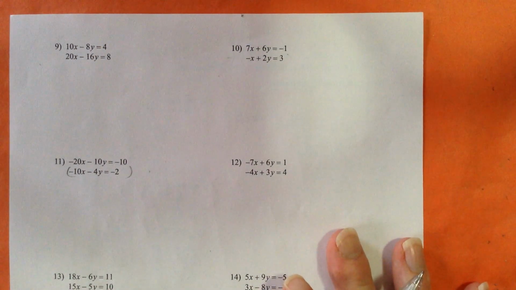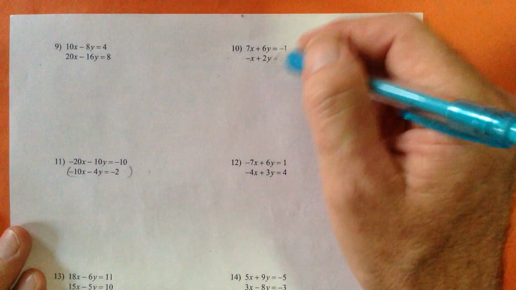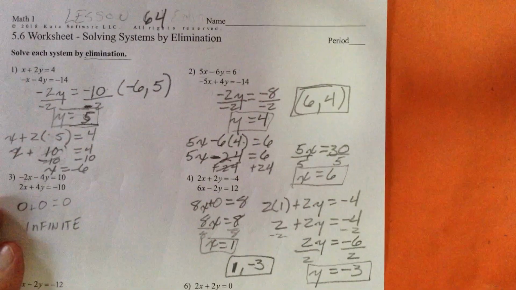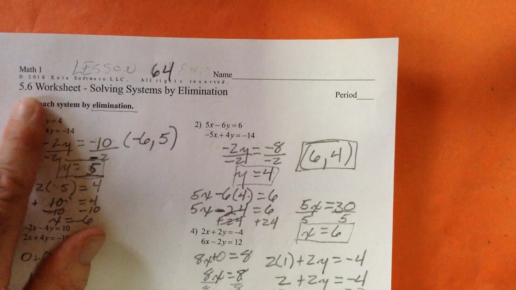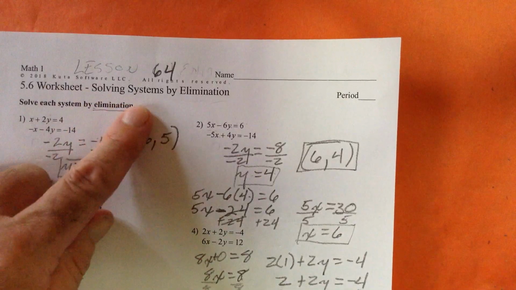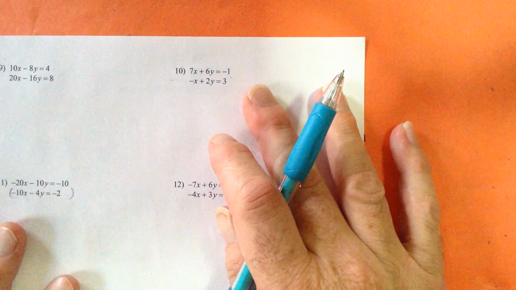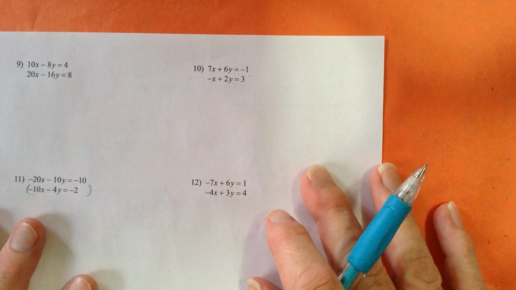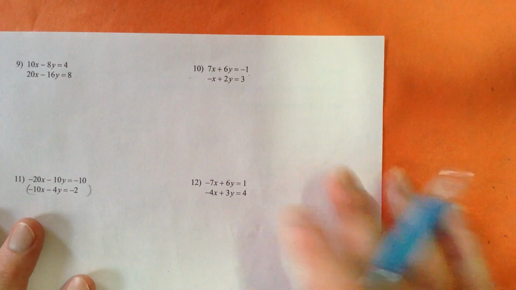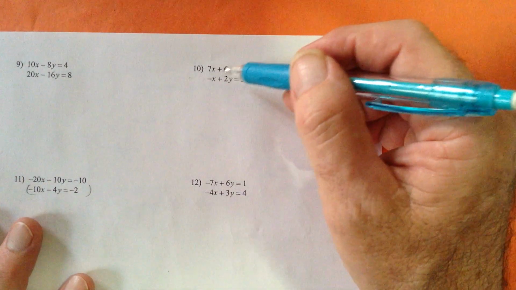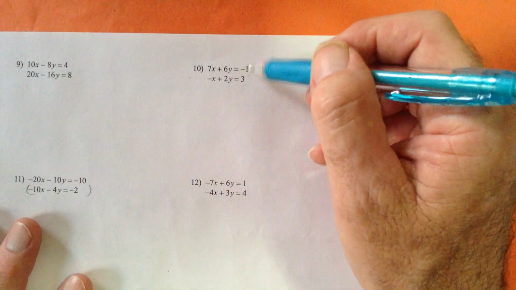Okay, here's another one that I want to do on the same worksheet, the 5.6 worksheet, solving systems by elimination. But I'm going to jump to the back. I think number 10 is a better one to start with to show this next step. Here, none of them are positive and negative to each other.